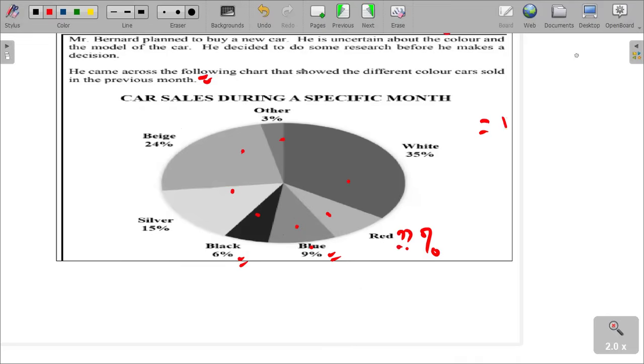So red is equal to 100% minus all other colors provided, minus all colors present. That is equal to 100% minus 35 plus what plus what. We get the total from 100%, and we get the percentage of red. So without wasting time, let's calculate what is asked first.